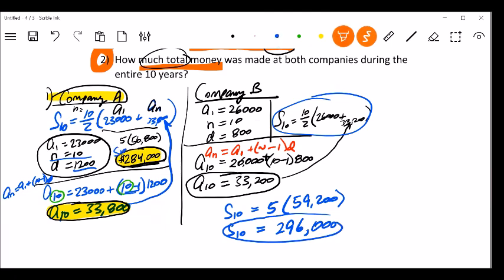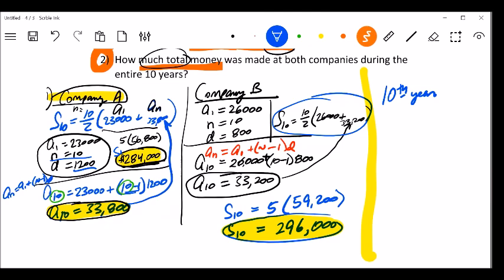That was 10 now. So let's compare. Whoa, I do not want that over there. Ah, there, that's better. Okay. So think about what this means. So in the 10th year, company A makes more because this is 33,800 and this is 33,200. Company A person makes more money.